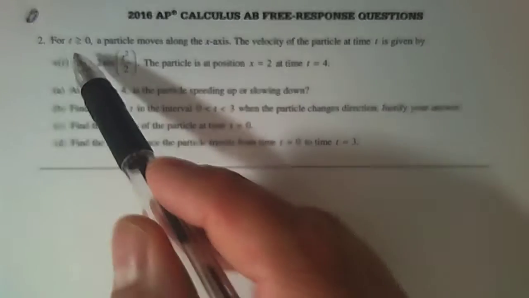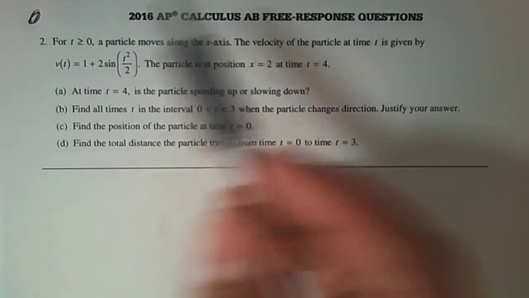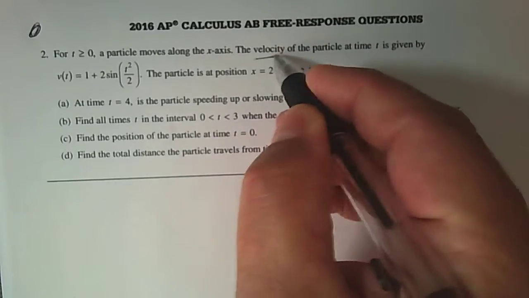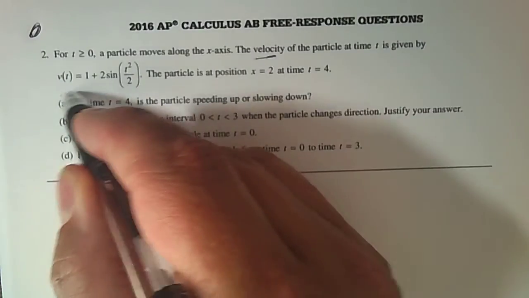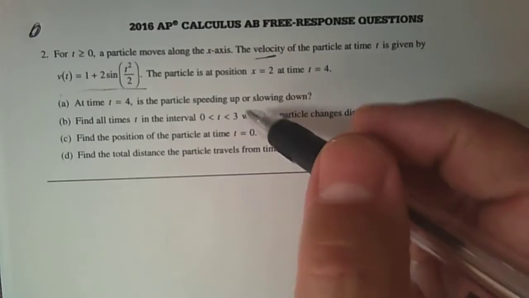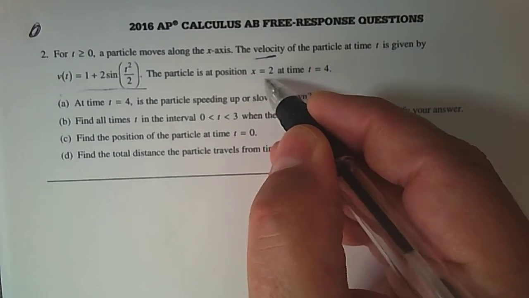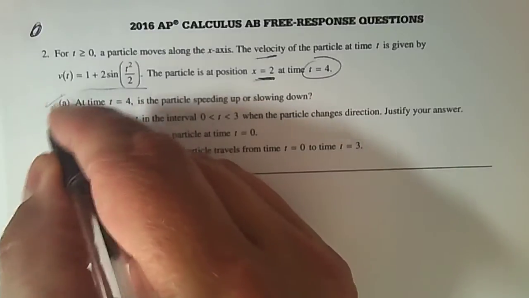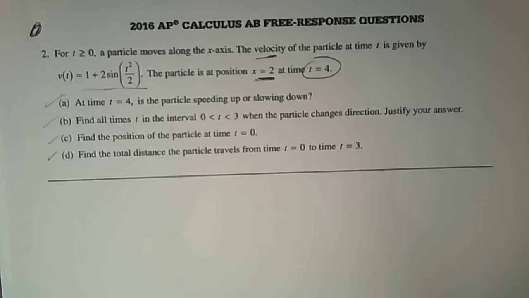For when t is greater than or equal to 0, a particle moves along the x-axis, so it's horizontal. The velocity of the particle at t is given by this equation. So we're given the velocity, and it gives you a position. So x equals 2, the position is 2 when time equals 4. And then we're going to just answer each one of these questions one at a time.